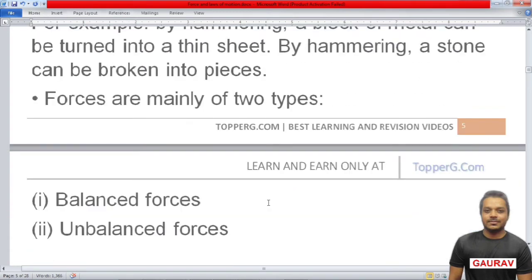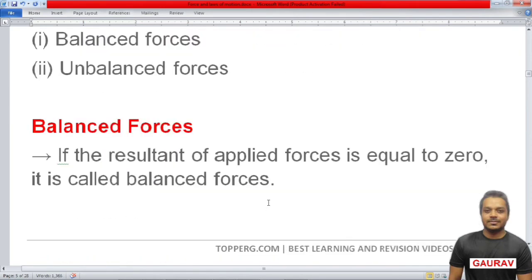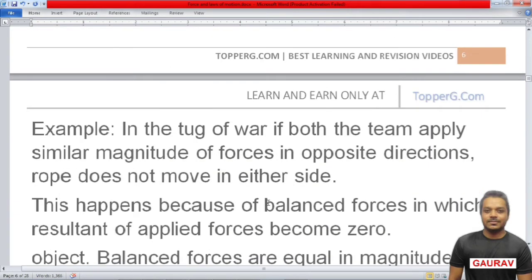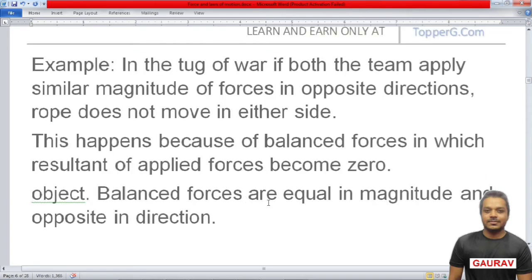Forces are mainly of two types: balanced forces and unbalanced forces. Balanced forces. If the resultant of applied forces is equal to 0, it is called balanced forces. Example, in the tug of war, if both the teams apply similar magnitude of forces in opposite directions, the rope does not move to either side. This happens because of balanced forces, in which the resultant of applied forces becomes 0.